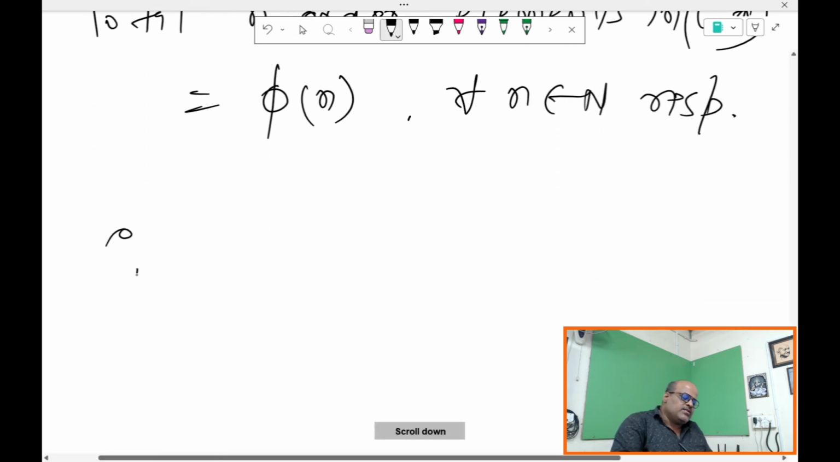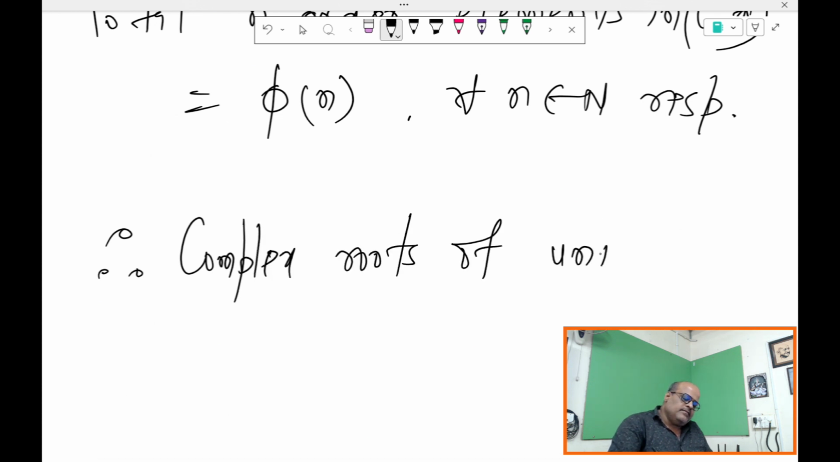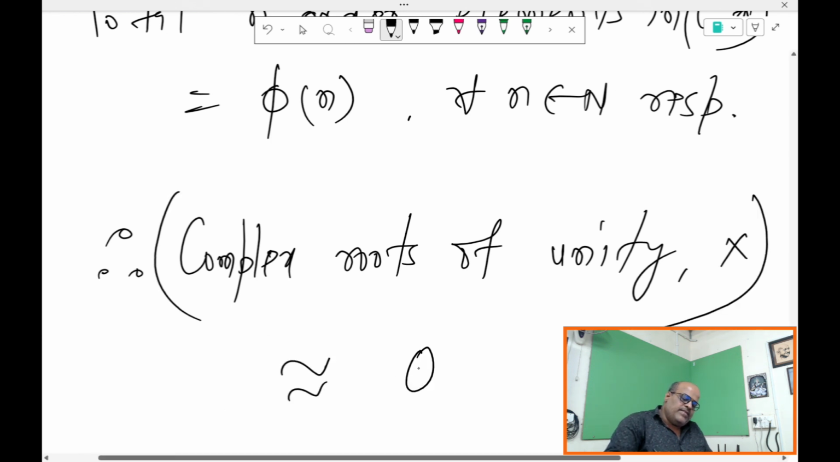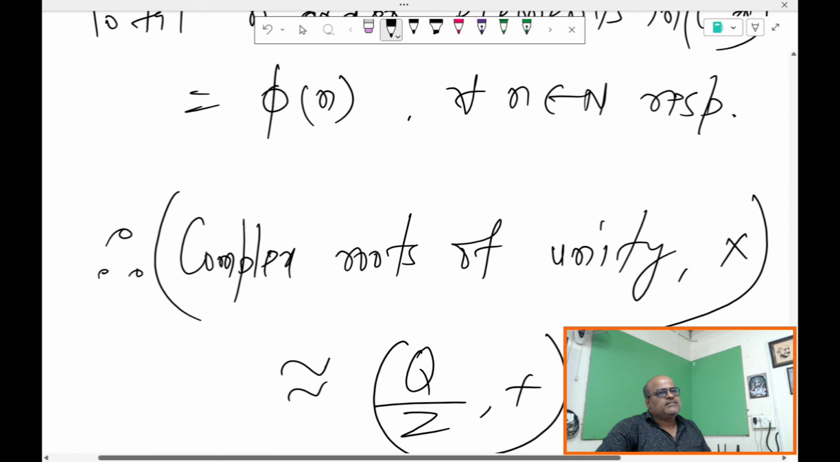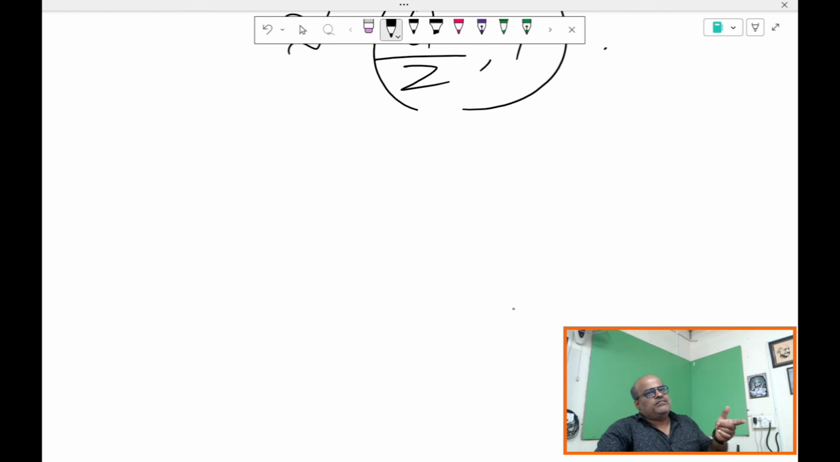Finally we can tell that this complex root of unity under multiplication is isomorphic with Q by Z under addition, both are the same in nature. And here after, we can write this complex root of unity is an infinite order subgroup of C star, complex star. C star will contain finite order elements also, infinite order elements also.